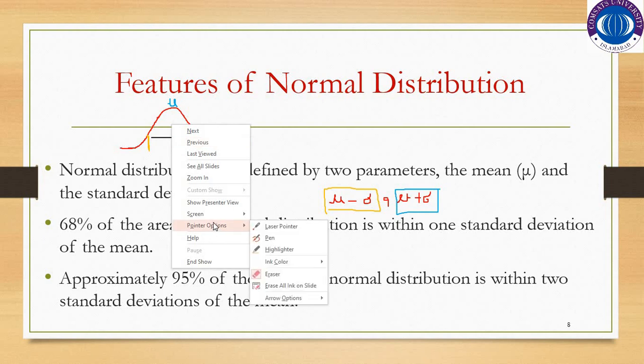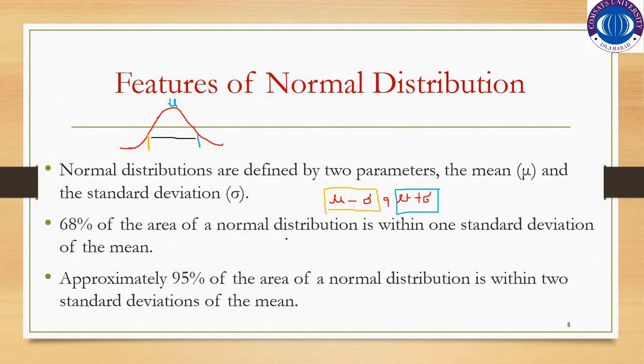Now, the total area between these two points is 68%, that is 0.68. So they are saying that 68% of the area of our normal distribution is within one standard deviation of the mean. So this is one standard deviation of the mean.